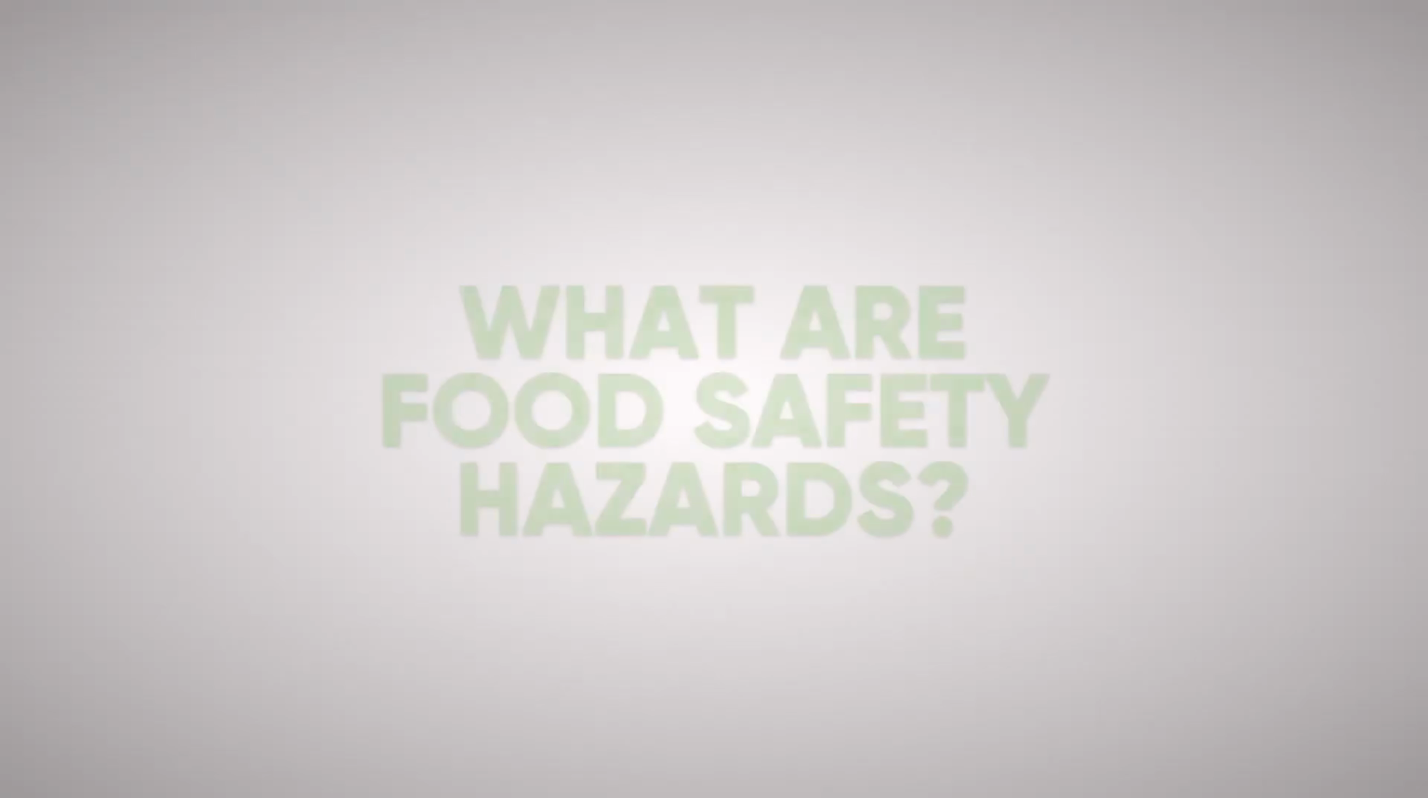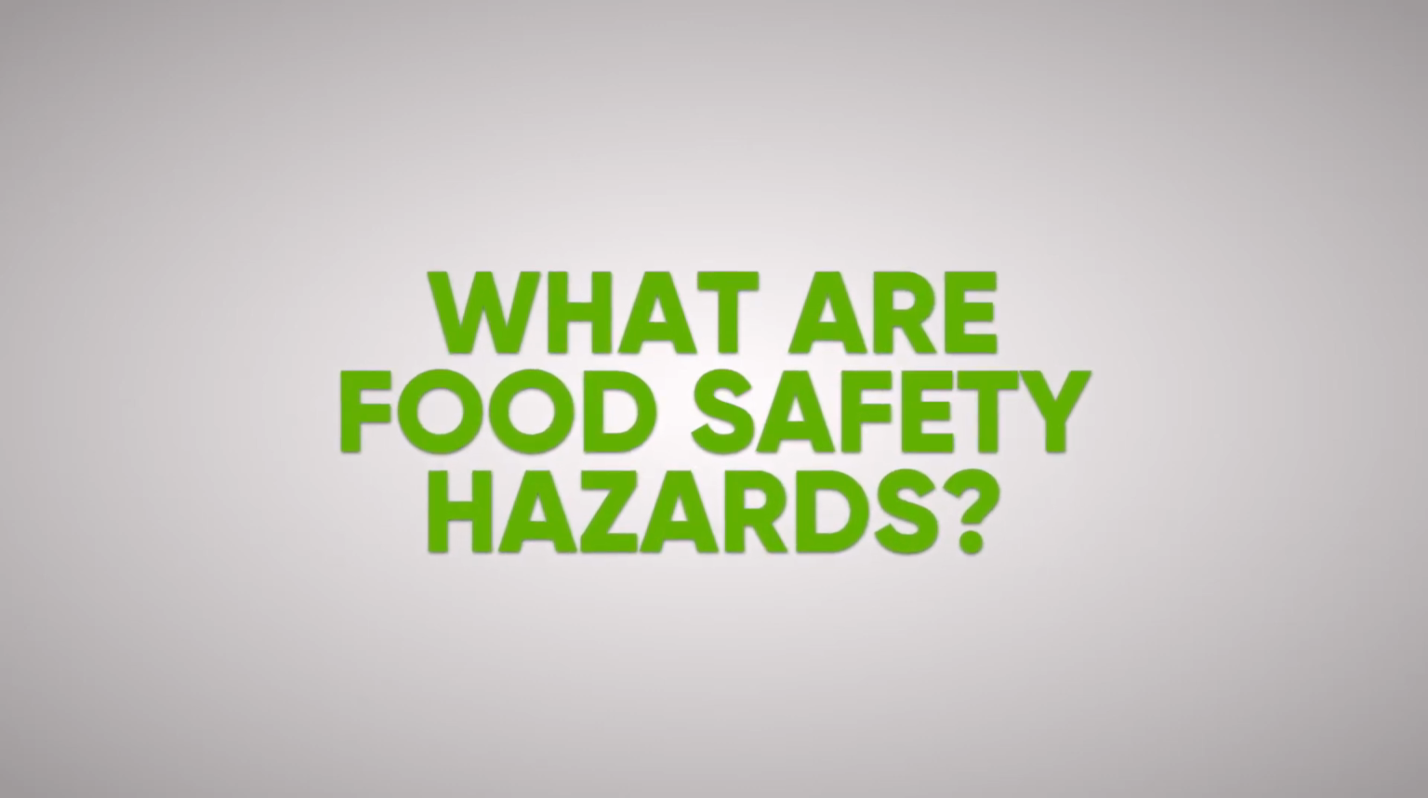We will highlight the most common ways that produce can become contaminated on the farm and describe strategies to prevent and reduce risk of contamination, in addition to emphasizing the value of commitment to implementing good agricultural practices. Let's get started. What are food safety hazards?